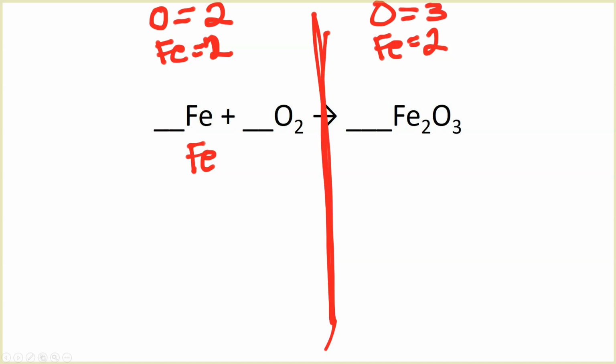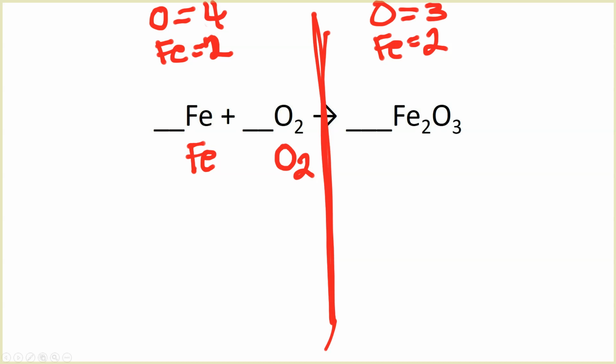So which side needs more O's? On the left. Okay. So again, you have to copy the entire compound. So I'm just going to add O2. You can't just add O. It has to be O2. Okay, what does that change? O now has 4. 4 O's.